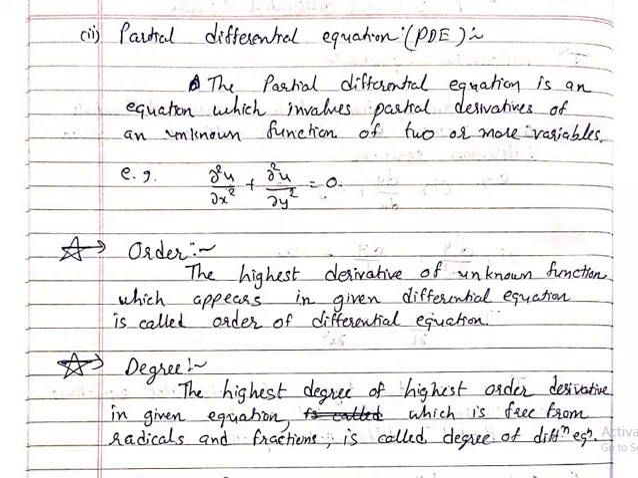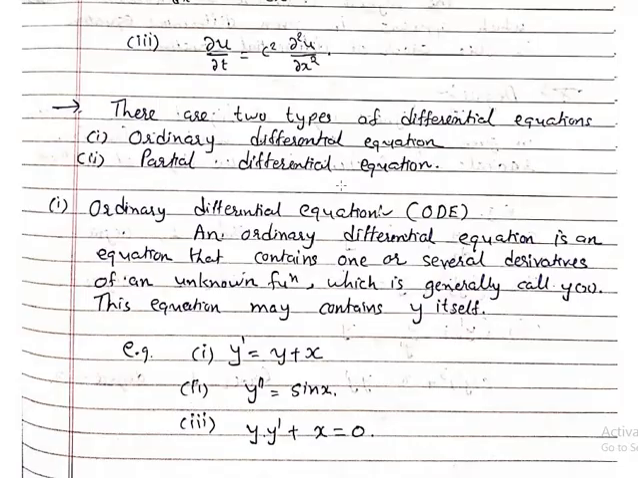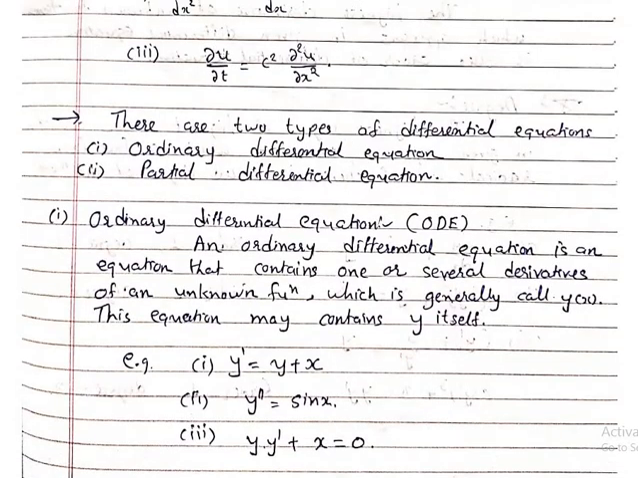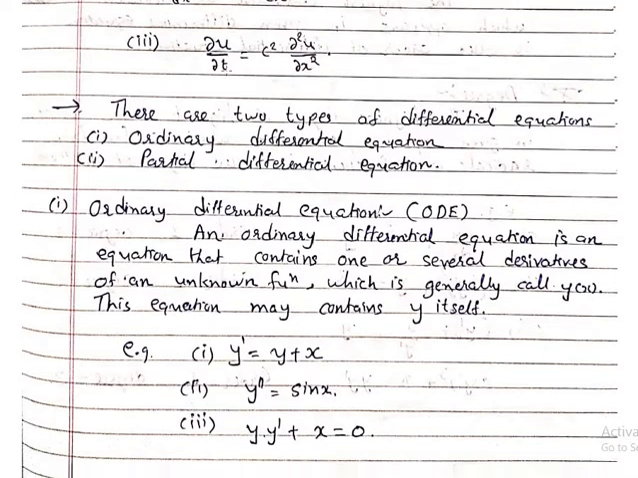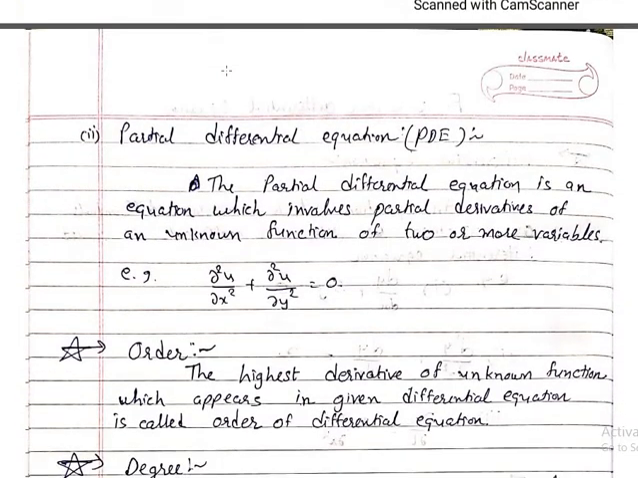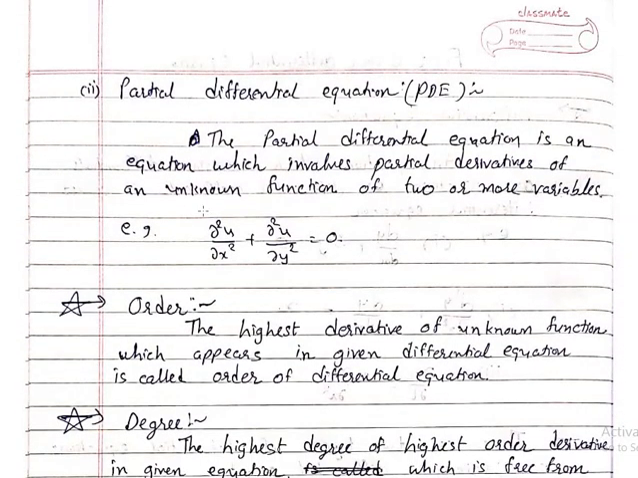Example given: del square u by del x square plus del square u by del y square is equal to 0. Okay, or we have written another example already here: del u by del t is equal to c square del square u by del x square. That means here your function u is a function of variables x and t, and in the same manner here your function u is a function of variables x and y.